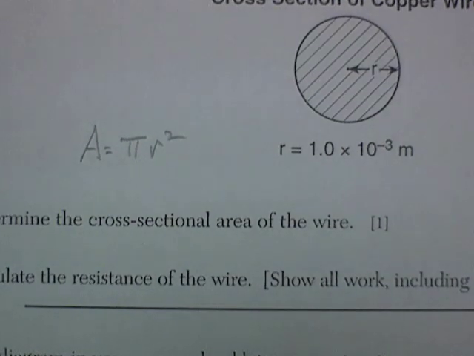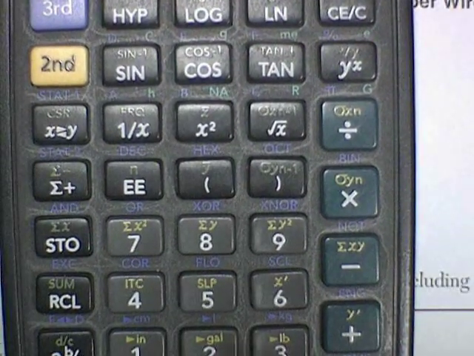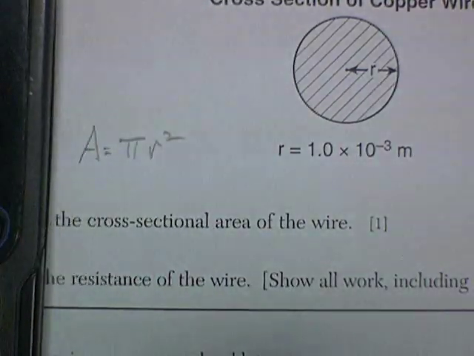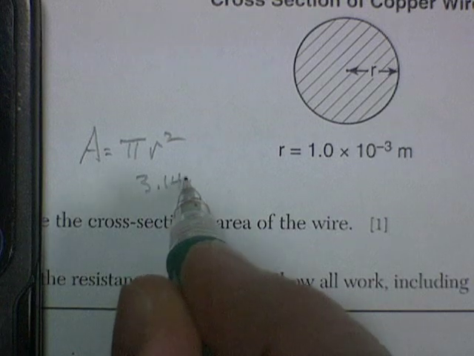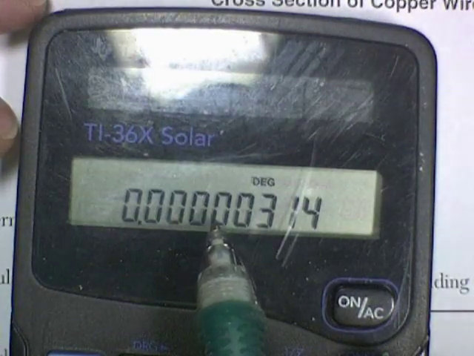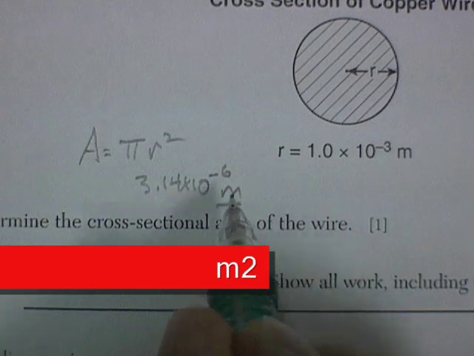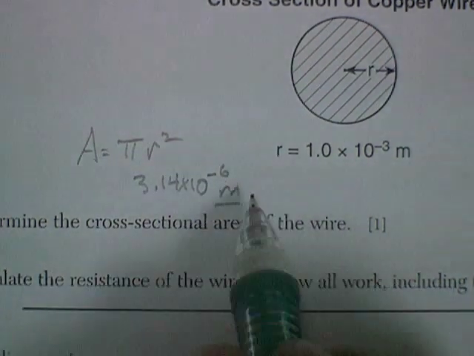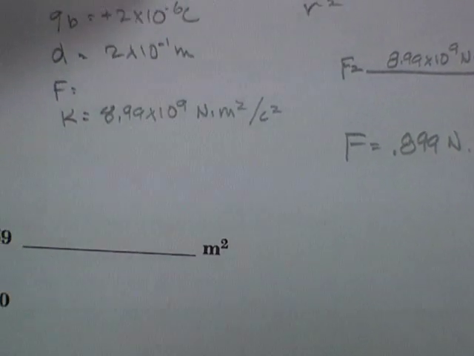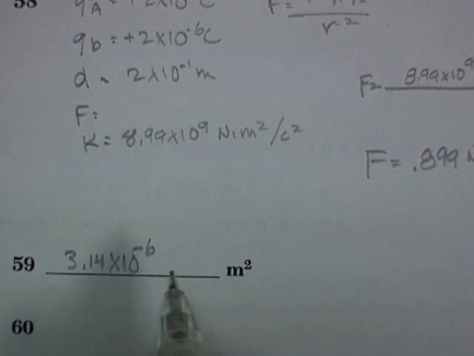Calculator time. And would you believe my calculator does not have a pi button? And I like pi so much. That's a statistics calculator. So I'm just going to multiply it by 3.14. We'll call that equal. And I've got a cross-sectional area of 3.14 times 10 to the negative, let me count them up, 1, 2, 3, 4, 5, 6, times 10 to the negative 6. And that would be meters squared, because we had to square the meters. So we write our answer on our answer sheet somewhere. And here we go, 59: 3.14 times 10 to the negative 6 meters squared.